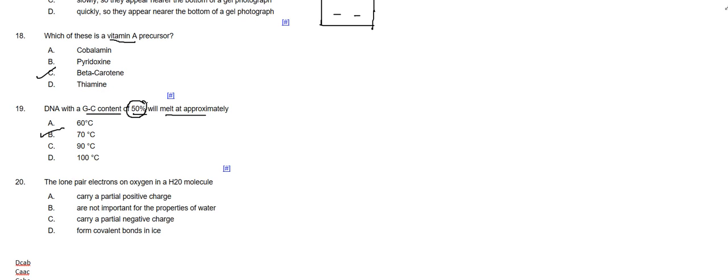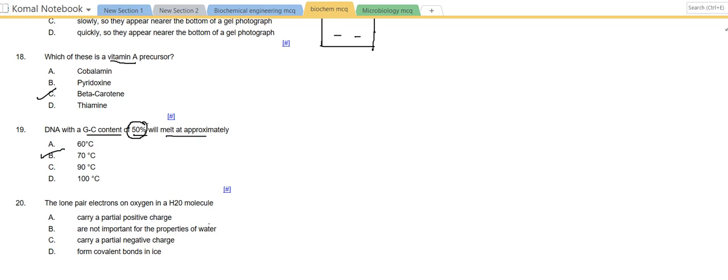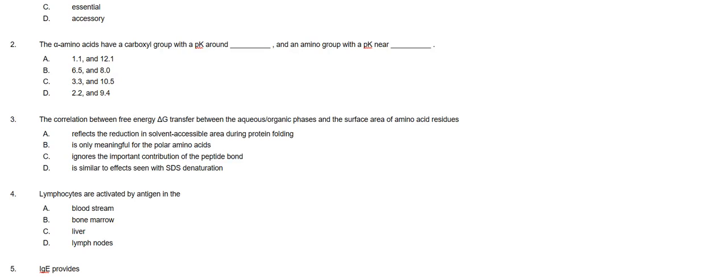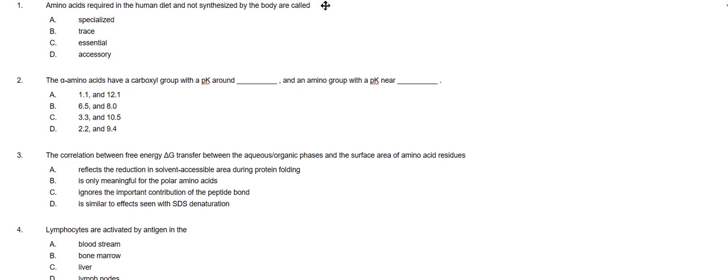Number 20, the lone pair of electrons on oxygen in a water molecule carry a partial negative charge. Next question: amino acids required in the human diet that are not synthesized by the body are called essential amino acids.